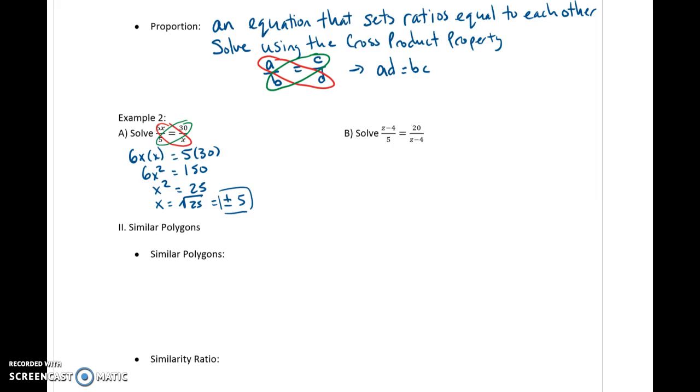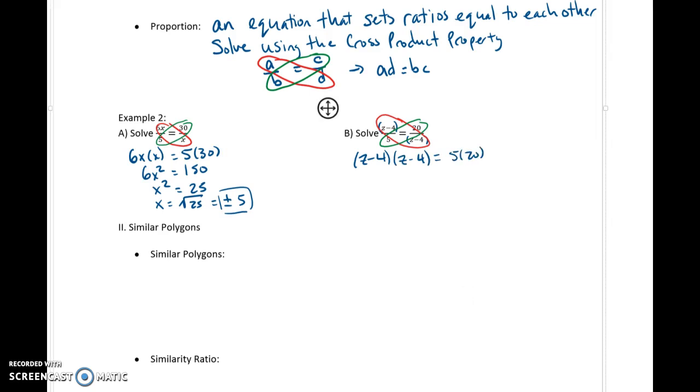So we can solve part B very similarly. Now, what you want to be careful of is when you have an expression, always remember to keep that group together. So let's put z minus 4 in parentheses. And now let's go ahead and do our cross products. When we do our cross products, make sure you see this becomes z minus 4 times the quantity z minus 4 equals 5 times 20.